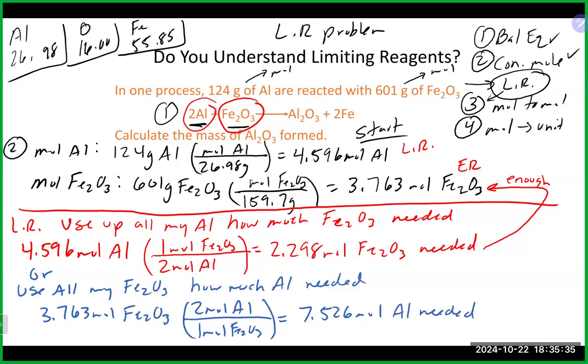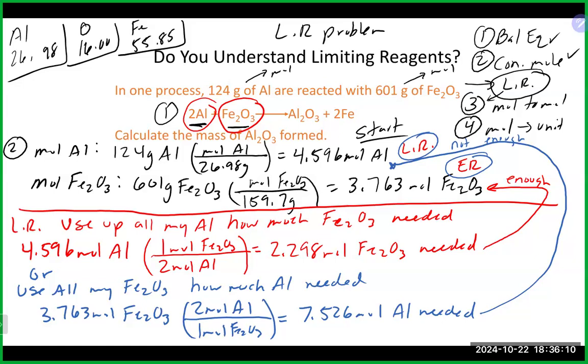Once again, you would take how much aluminum is needed, come up to your starting amount, and see if you have enough. I need 7.5, but I only have 4.5 to start with. That is not enough. And because that is not enough, that tells us this is our limiting reagent, and the other one would be our excess reagent. So you don't necessarily have to do both of those calculations. You could choose either one, and it will tell you which one is your limiting reagent. Any questions on how you determine the limiting reagent through this method?